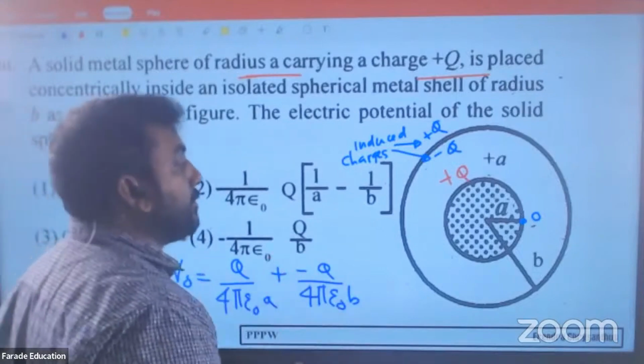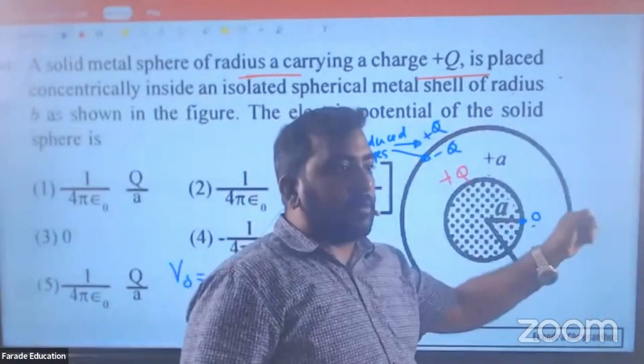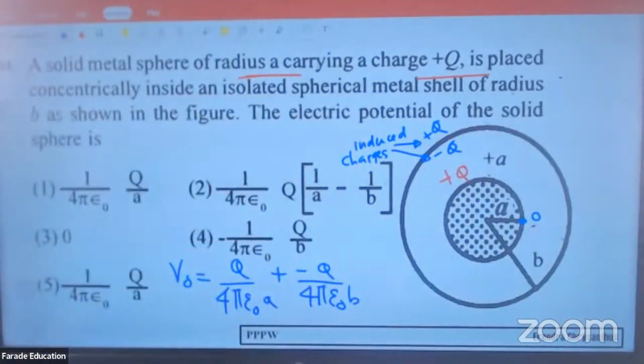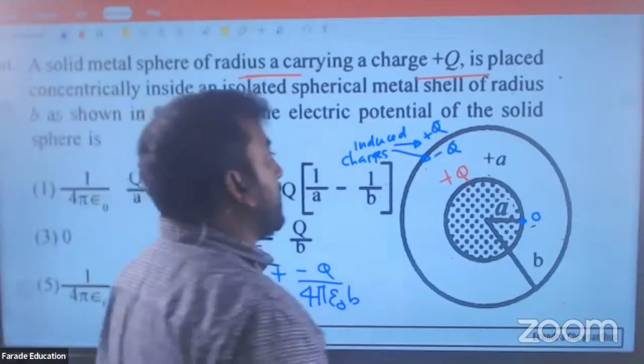You have learned this in theory. What about plus Q? Plus Q is also on the outer shell. If it's on the outer shell, again we need to find the potential at O.